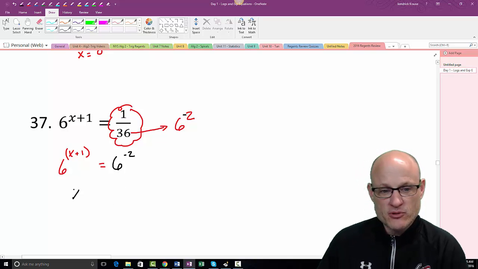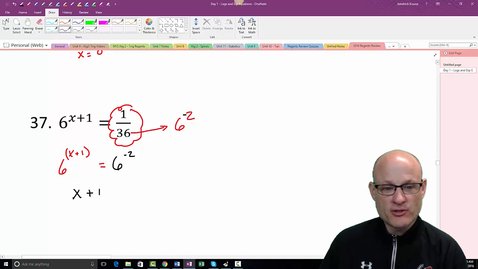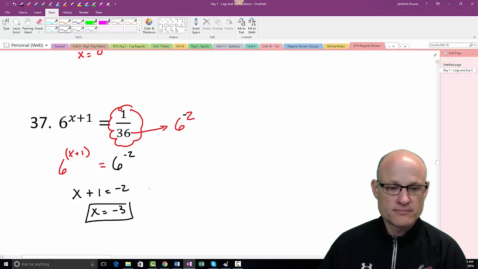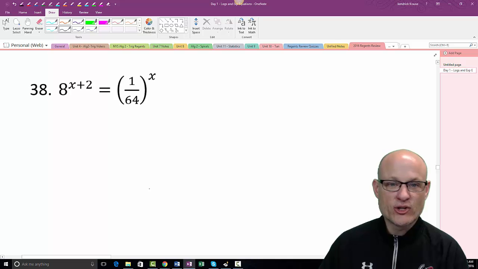I just solve it like I did before. Set the exponents equal to each other. x plus 1 equals negative 2, or x equals negative 3. And you're going to do that with every one of them that's a fraction.